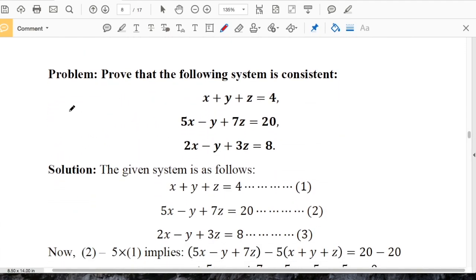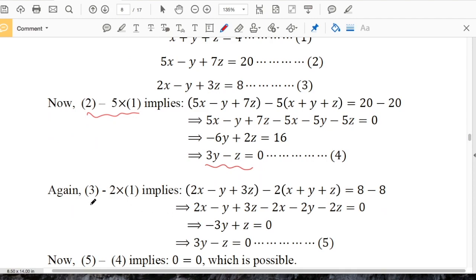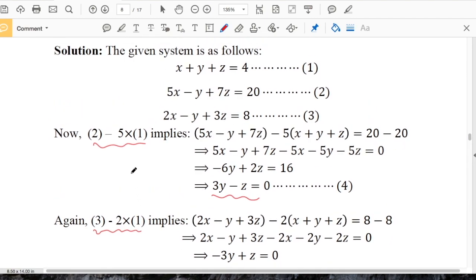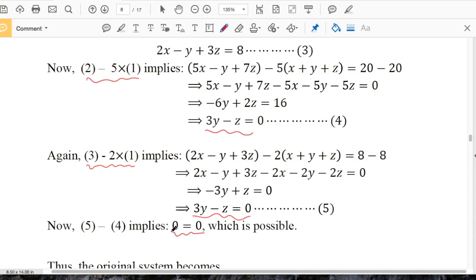And now let me discuss the third one. The third one is the consistent case, and in this case you will get infinitely many solutions of the system. Like before, using equations 1 and 2 you will get equation 4, and using equations 1 and 3 you will get equation 5. And you see equations 4 and 5 are exactly the same. So if you subtract 4 from 5, you will get 0 equal to 0, which is a true statement. It indicates that the third equation will be eliminated from the system.